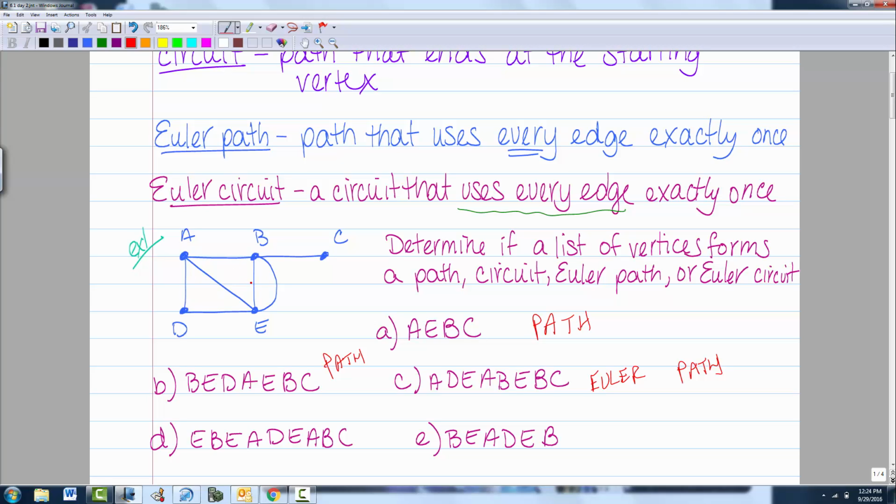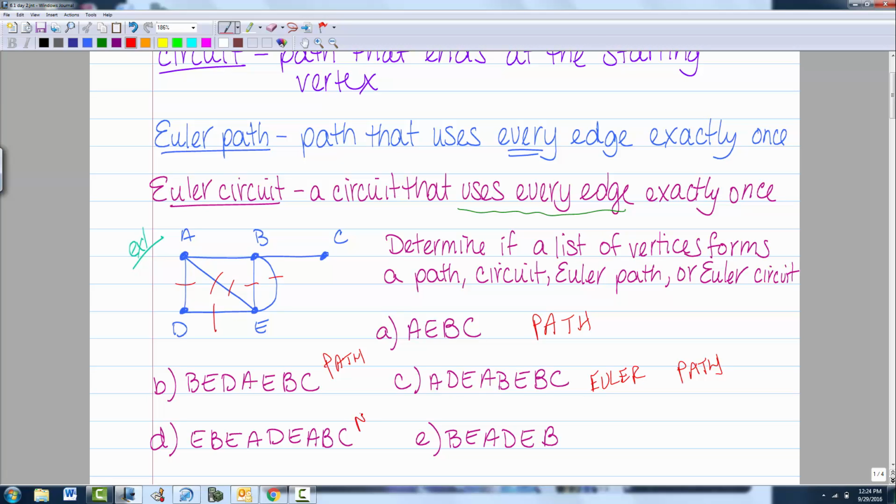Oh boy. E to B. B to E. E to A to D. D to E. This is giving me a headache. And then what does it say? E to A. What happened?